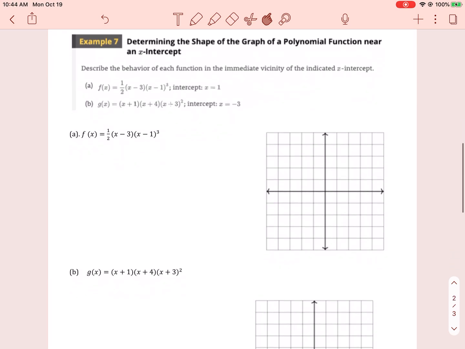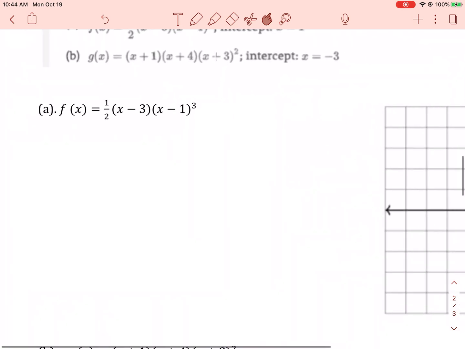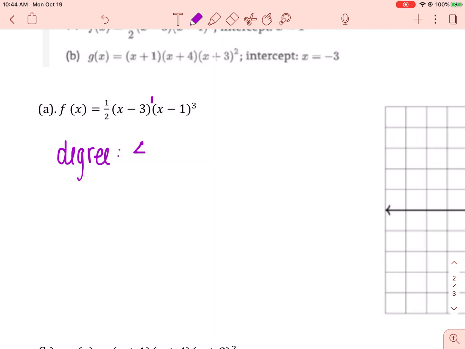Okay, so here's the first problem. F of x equals 1/2 times (x minus 3) times (x minus 1) cubed. Let's identify some information. This is really a power of 1 right there. Since this is all being multiplied, we need to notice that when you multiply like bases, you add your exponents. So this is really degree 4. It's an even power and the coefficient in front is positive. So this will be the direction. It's going to open up on both ends because it's even and it's positive.